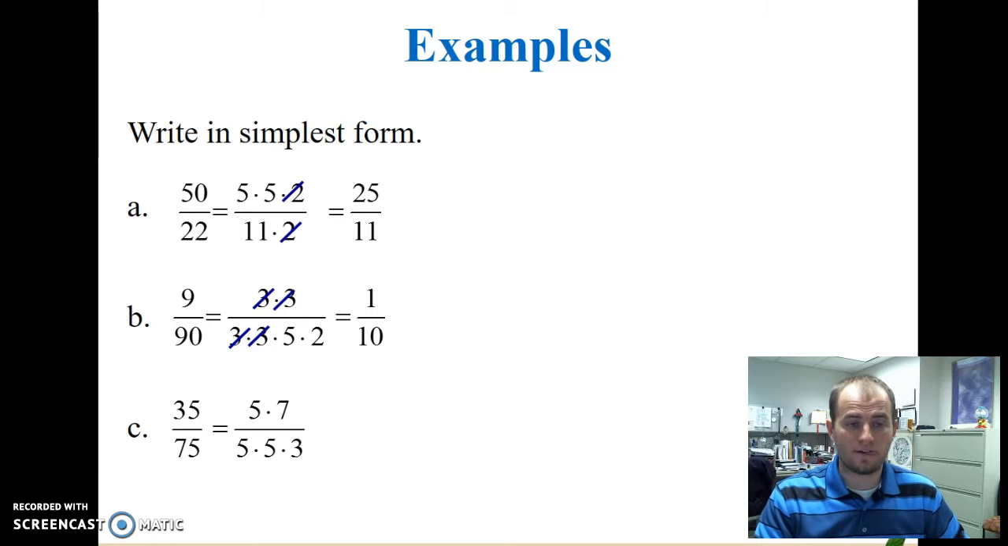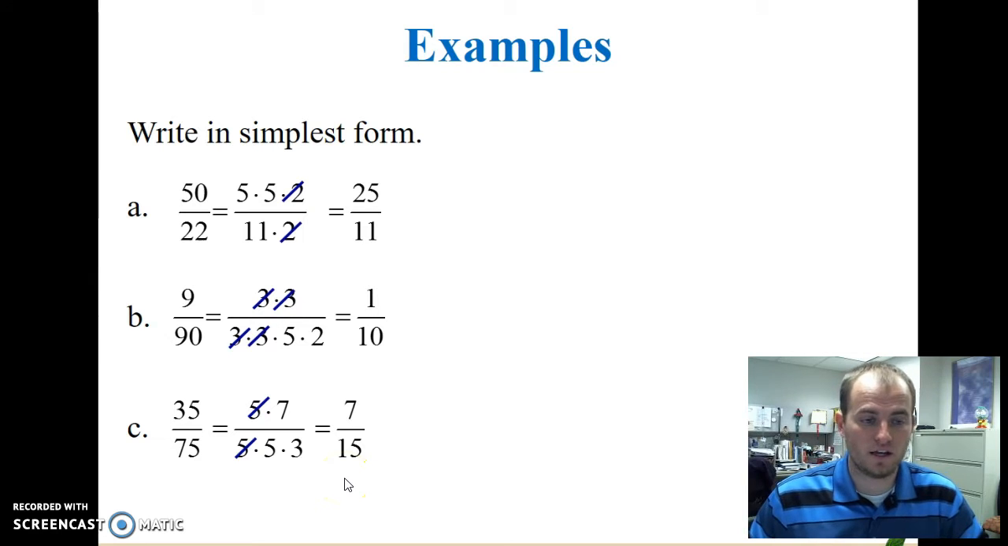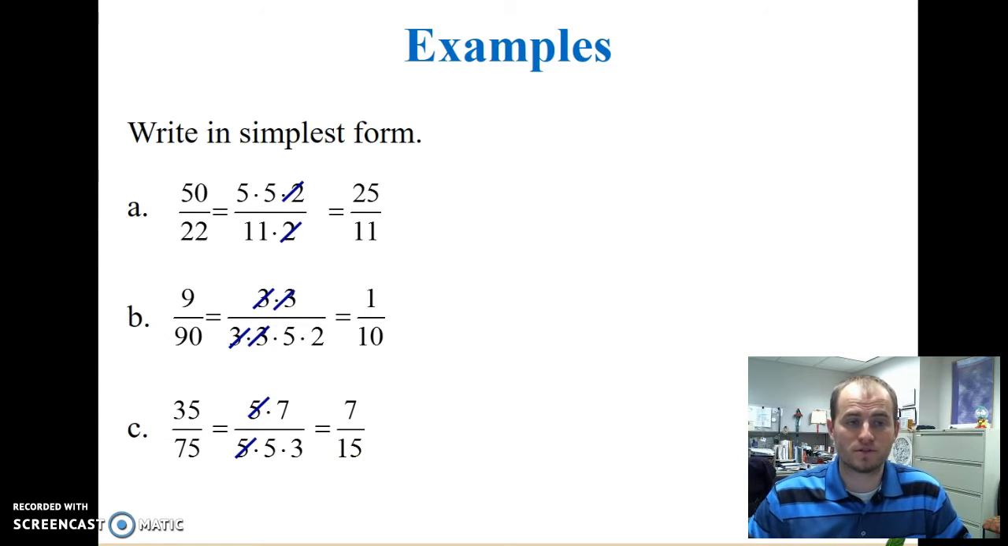35 over 75. We know that 5 goes into both, so you can reduce the 5's out. 5 goes into 35 7 times. 5 goes into 75 15 times. And that's letter E on your handout. Okay, so to write fractions in simplest form, figure out what factor they have in common and divide out that factor from each term.